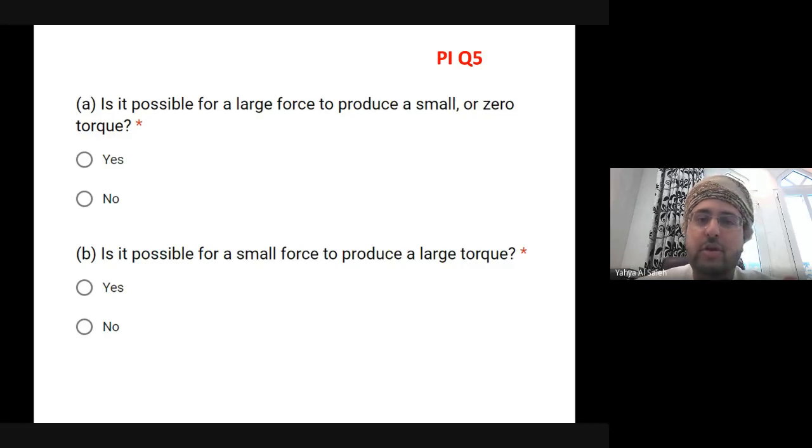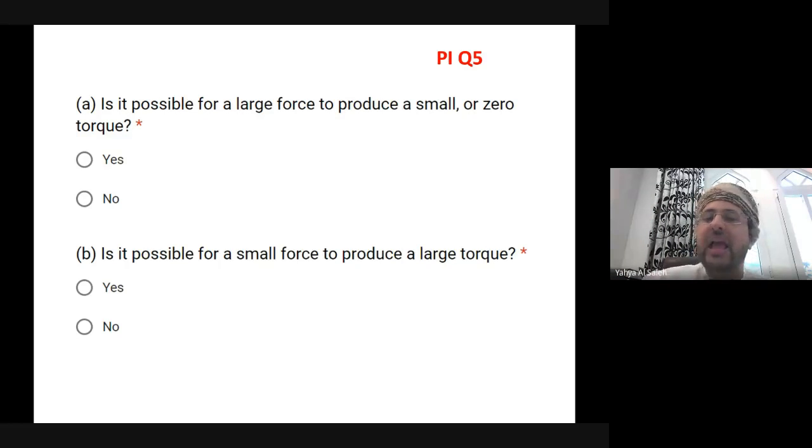Okay. Revision. Is it possible for a really large force, 10,000 newtons, to produce small or zero torque? Yes or no? Excellent. There are two ways for that to happen. One, the angle is really small, or two, it's really close to the hinge. So either way, you get very small torque.